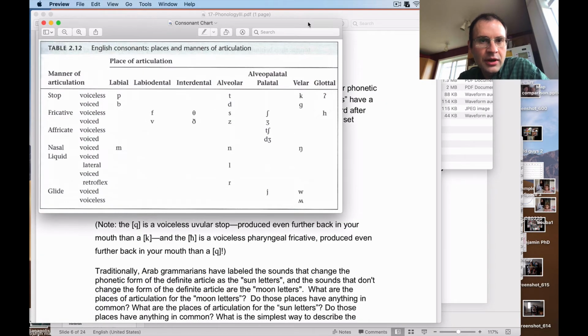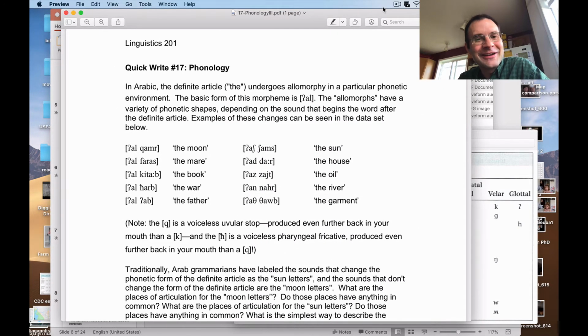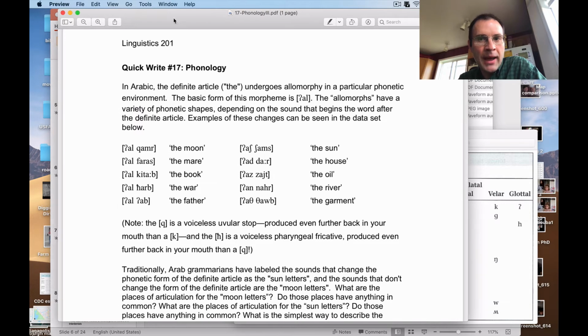Lo and behold, oh, I almost forgot. Before you watch this lecture, you should do a quick write. This one's about Arabic and the Arabic definite article, the, which is normally al with a glottal stop at the beginning, and then in some contexts it appears as al, and in other contexts the last consonant seems to change in that definite article. Why is that change happening? It may have something to do with the word that it is attaching to, sort of like allomorphy, as we saw way back when we were doing morphology.